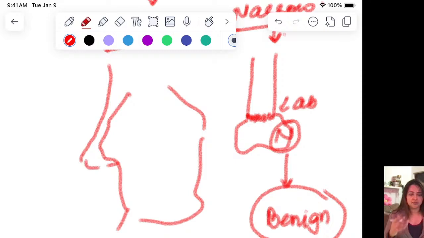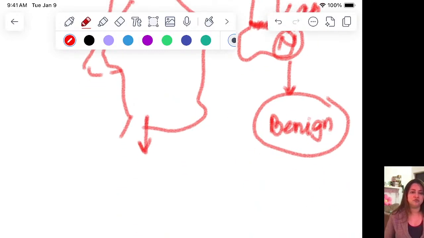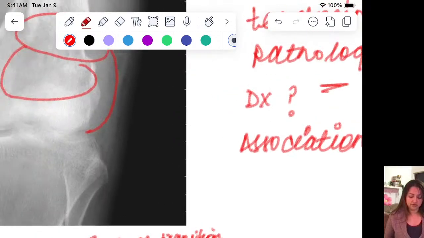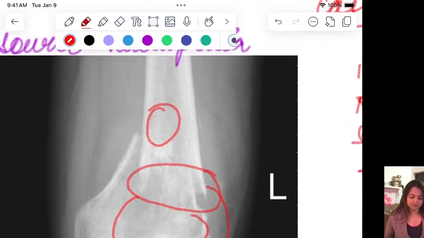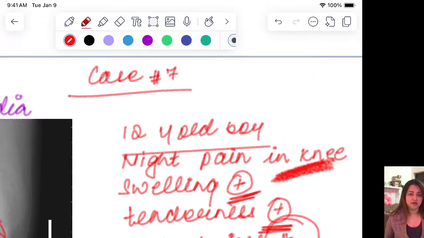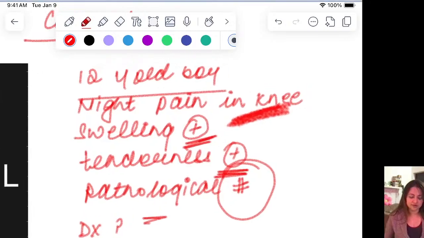Wide zone of transition मतलब आपको पता ही नहीं लग रहा कहाँ से lesion शुरू हो रहा है, कहाँ खत्म हो रहा है. That means it's pointing towards a more malignant etiology. Malignant condition हो सकती है. Okay, so here the zone of transition is actually wide. आपको नहीं पता कहाँ से शुरू हो रहा है, कहाँ से खत्म. More pointing towards the wide zone of transition and malignant condition, right?